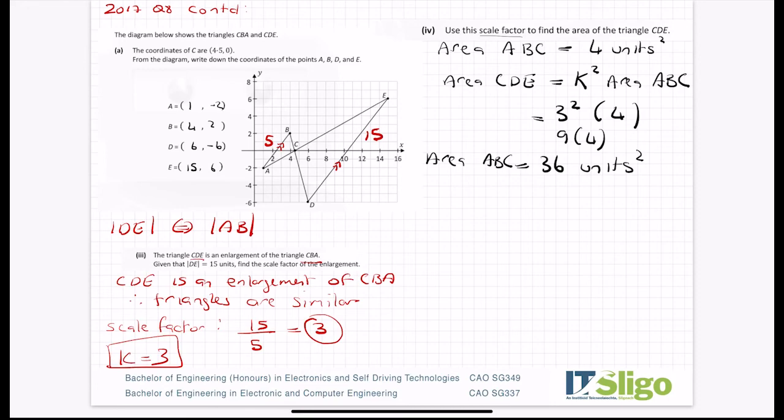Remember, how did we get the scale factor? It's not 15 minus 5, because similar triangles, their sides are in proportion, or they're a multiplication of each other. Okay, not an addition. Or of course it could be a shrunken triangle, but this is a bigger one. So the scale factor, it's 3 times bigger, and the area then is 3 squared or 9 times bigger. And that concludes the 2017 question.